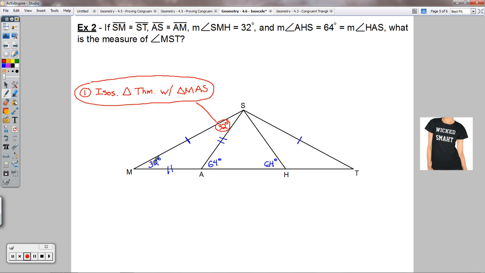So this is 32 degrees, this is 32. So from here, let's see what else I could say. I notice that this big triangle on the outside is also an isosceles triangle. So I'm going to use the same theorem, the isosceles triangle theorem, with the big triangle, with MST. And that would allow me to say that this one is also 32 degrees. So right here, this was step 2 for me. I'm saying that this is true by the isosceles triangle theorem with triangle MST.